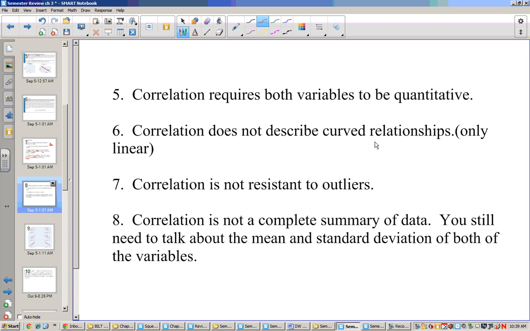Correlation does not describe curved relationships, only linear. That's why in chapter 4, when we have curved relationships, we try to linearize them. Correlation is not resistant to outliers, so one big outlier can really throw off your R value. And correlation is not a complete summary. You still have to talk about means and standard deviations and other stuff to get a full picture of the data.